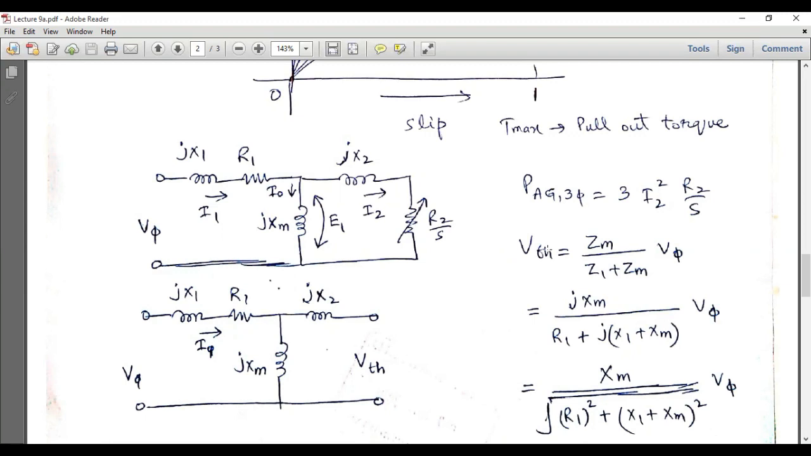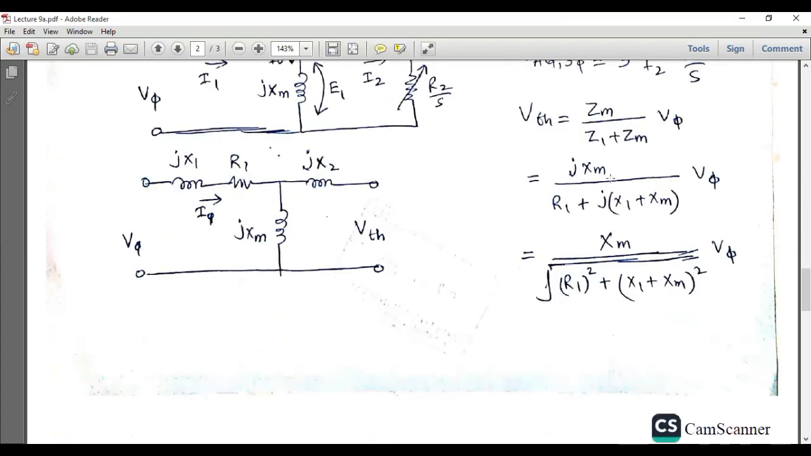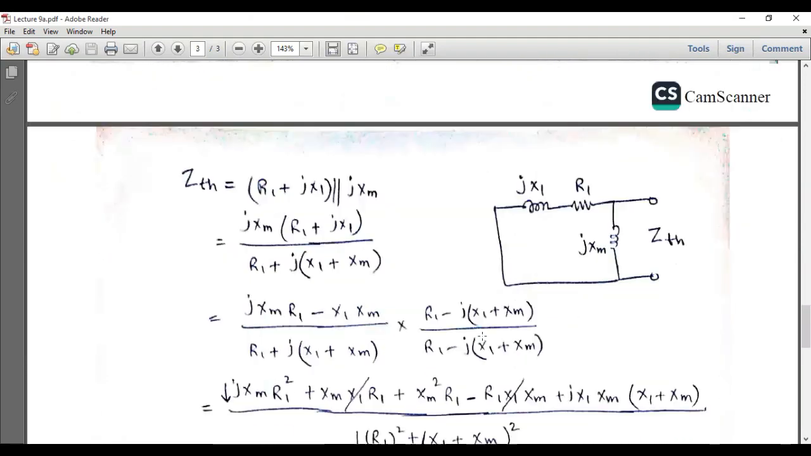Now we have to calculate V Thevenin. V Thevenin from here is actually the voltage across this magnetizing reactance. So Zm divided by Z1 plus Zm, multiplied by V1, which is given by the voltage divider rule. So this is V Thevenin, and Zm is equal to jXm, and Z1 is equal to R1 plus jX1. So this expression will be obtained. When we take the magnitude, it will become Xm over the square root of R1 square plus (X1 plus Xm) whole square. So this is our V Thevenin.